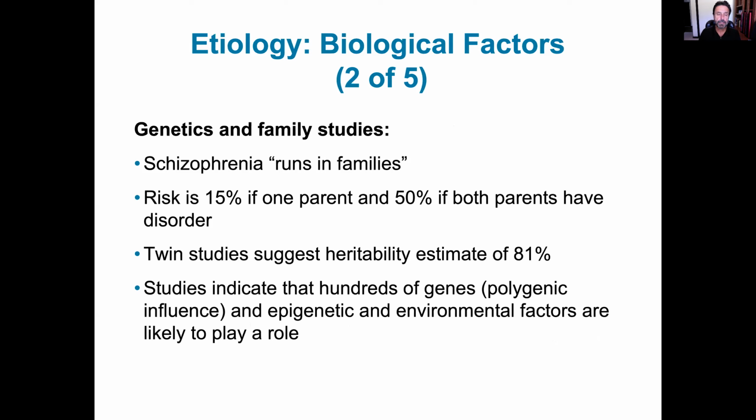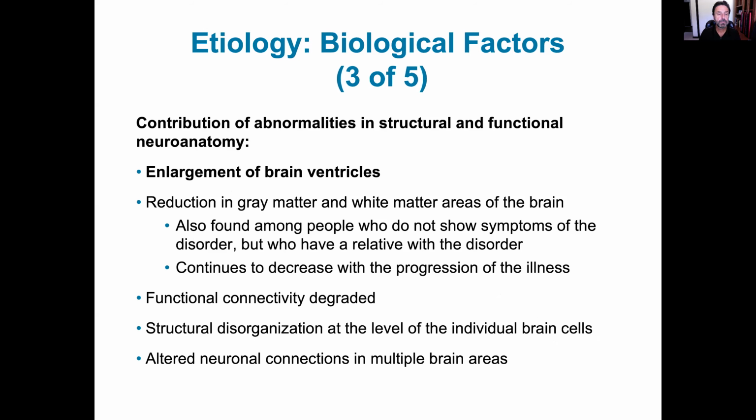It seems like schizophrenia seems to run in families. There's an increased probability of having schizophrenia if a first degree family member has it, if someone in your family has it. You can actually see some brain structural and functional problems in people who are suffering from schizophrenia.